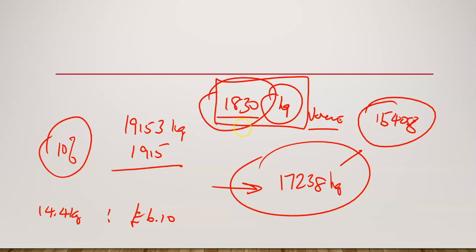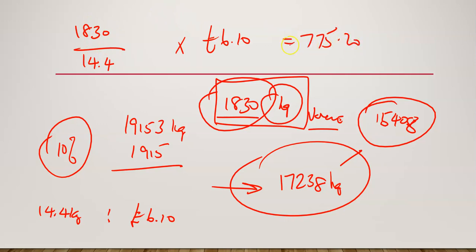1,830 kilograms. So 1,830 kilograms, if I'm costing that, I would say, well, 1,830 kilograms divided by 14.4 times £6.10, right? Because it's £6.10 for every 14.4 kilograms. That's kind of your standard. And when you do that, divided by 14.4 times £6.10, you will get £775.20.